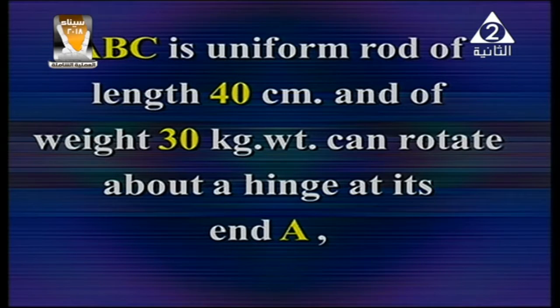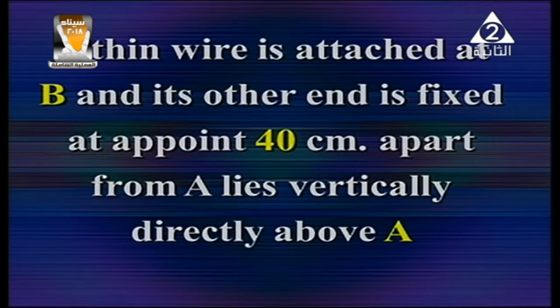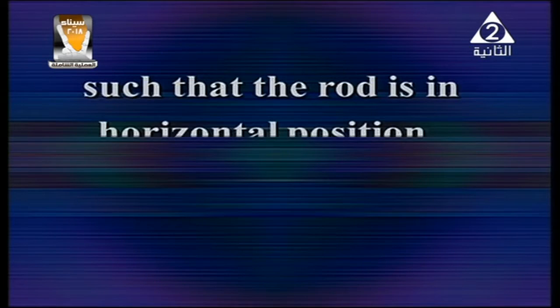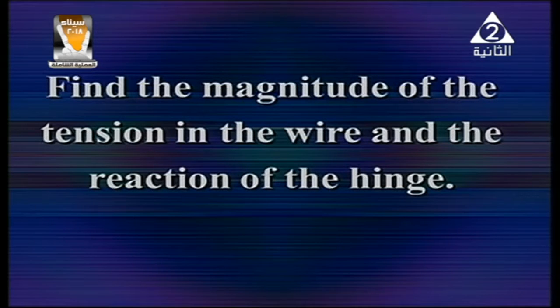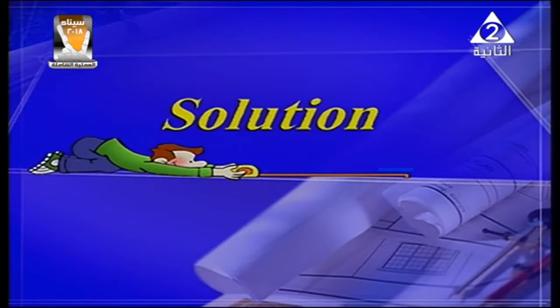Dear student, look at ABC, a uniform rod of length 40 cm and weight 30 kg, which can rotate about a hinge at the end A. A thin wire is attached at B and its other end is fixed at a point 40 cm from A, lying vertically directly above A, such that the rod is in horizontal position. BC equals 10 cm. Find the magnitude of the tension in the wire and the reaction of the hinge.